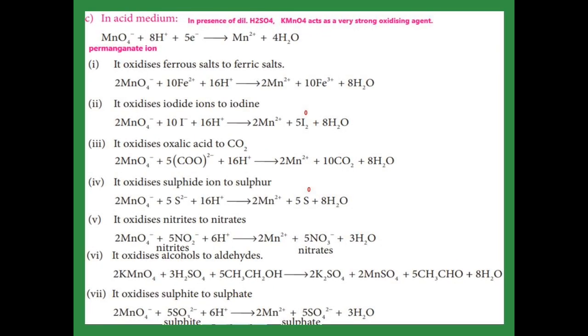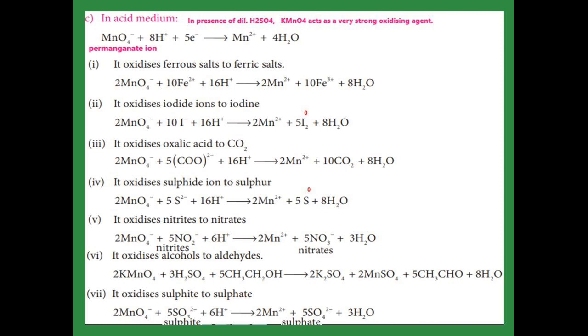The MnO4⁻ in the presence of dilute sulfuric acid acts as a very strong oxidizing agent, and it gets reduced with the help of 5 electrons. It gains 5 electrons, the MnO4⁻ changes to Mn2+, but it oxidizes the other compound. Let's see the example.